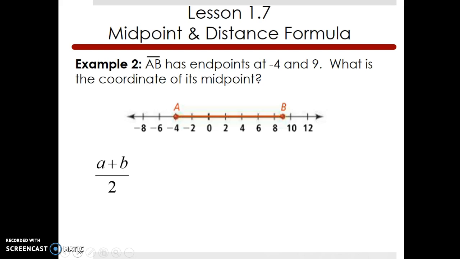So this is a number line. So on a number line, we're just going to add them up and divide it by 2. So that will be -4 plus 9 divided by 2. So the midpoint is going to be 5 divided by 2, which is 2.5. Again, you're just adding it up and dividing it by 2.